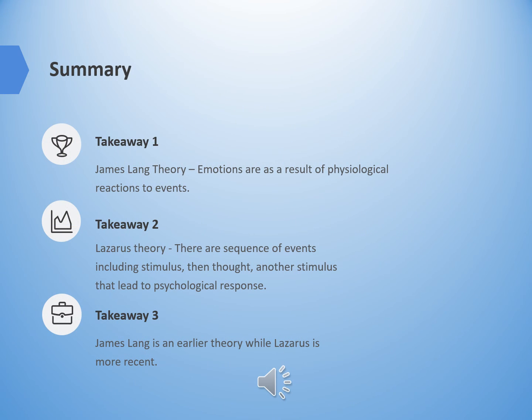In conclusion, we are able to see the difference between the two theories. James-Lange theory argues that emotions are as a result of physiological reactions to certain stressful events. Lazarus' cognitive mediation theory argues that once exposed to a stressor, you then appraise the threat, feel the emotion, which eventually elicits a physiological response. James-Lange theory is an earlier theory, while Lazarus' cognitive mediation theory is the more recent one.